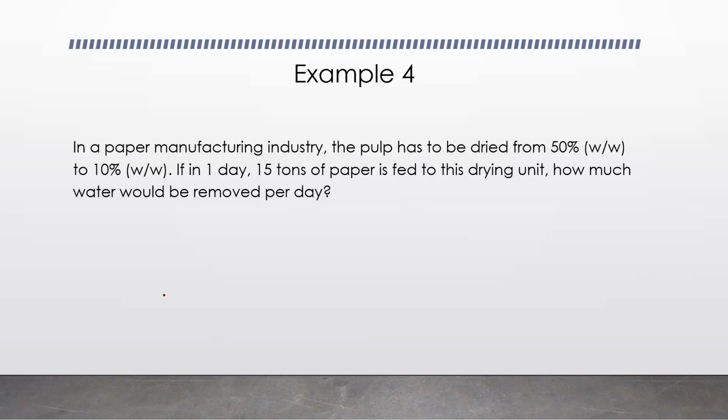Okay. Since we have now understood the concepts of drying, let's solve this problem. In a paper manufacturing industry, the pulp has to be dried from 50% to 10% weight by weight. That means weight percent. If in one day 15 tons of paper is fed to this drying unit, how much water would be removed per day? So let's first of all draw our block diagram.